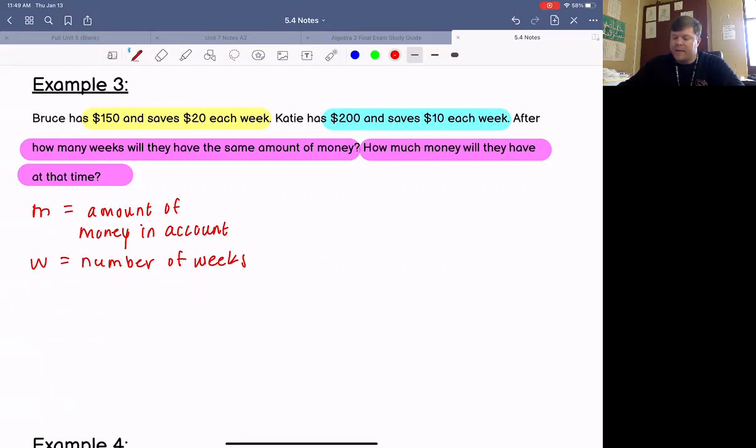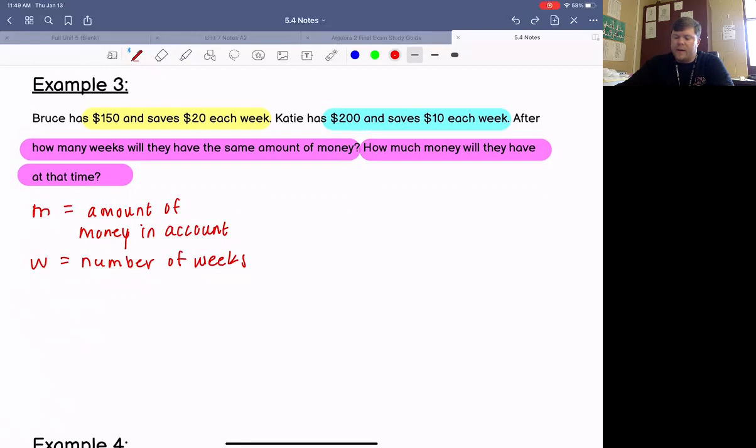We could say, here is Bruce's account and here is Katie's account, but eventually we would have to set these equal anyway. And that doesn't really match what we've been doing in Unit 5. So that's why we're doing it that way. So anyway, let's start with our yellow highlighted part.